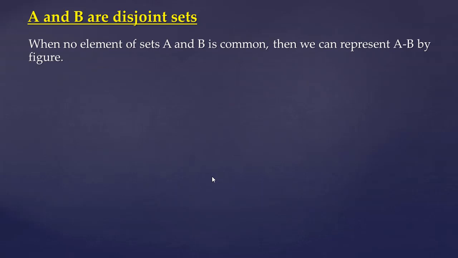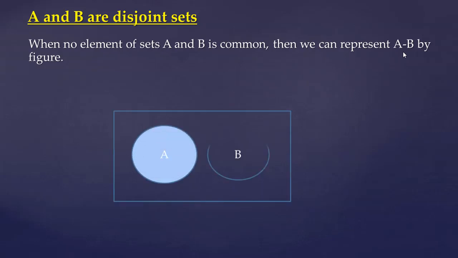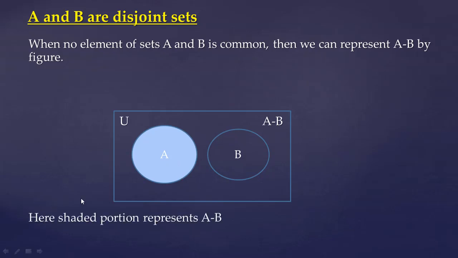A and B are disjoint sets. When no element of set A and B is common, then we can represent A minus B by a figure. Here we show it by a Venn diagram. In this case, A and B are disjoint sets, and we represent A difference B by the shaded portion. Here the shaded portion represents A minus B.